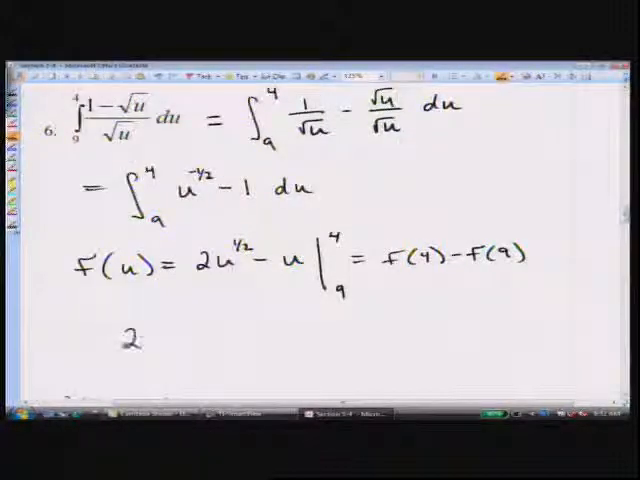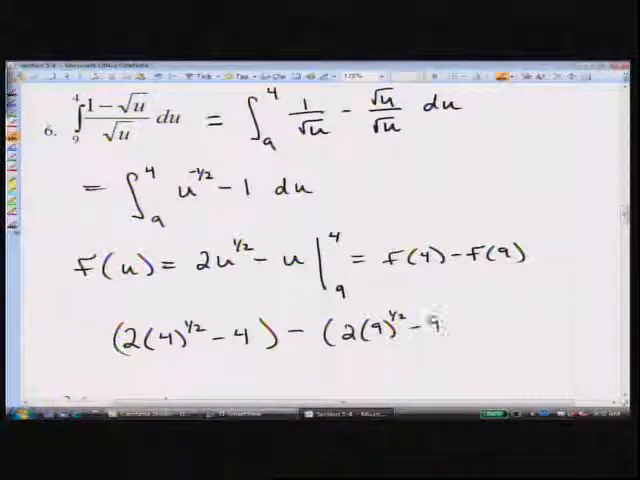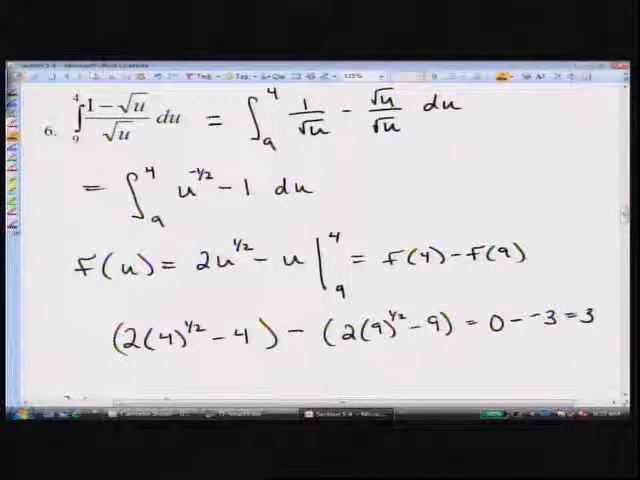So it's going to be 2 times the square root of 4 minus 4, that's f of b, minus 2 times the square root of 9 minus 9. That's your f of a. Okay, the square root of 4 is 2. 2 times 2 is 4, minus 4 is 0, minus the square root of 9 is 3. 3 times 2 is 6. 6 minus 9 is negative 3. So your answer is 3. Okay?